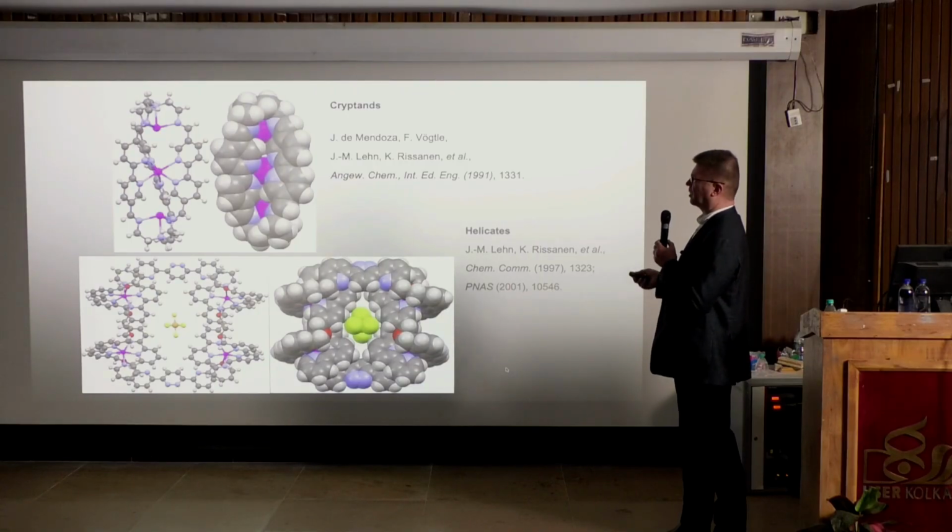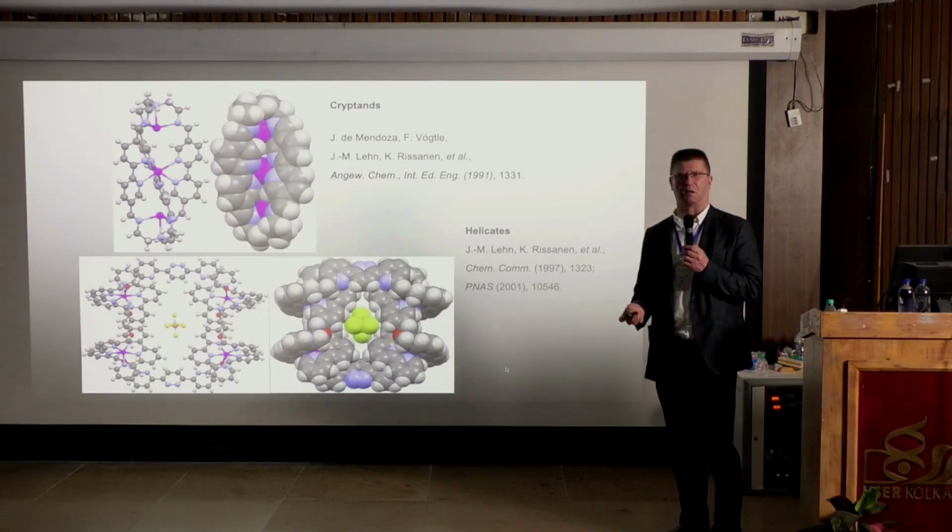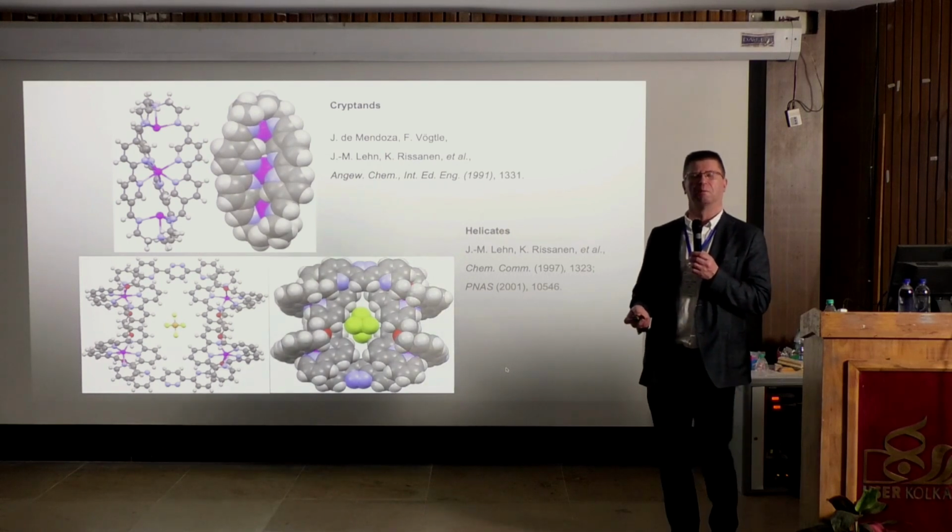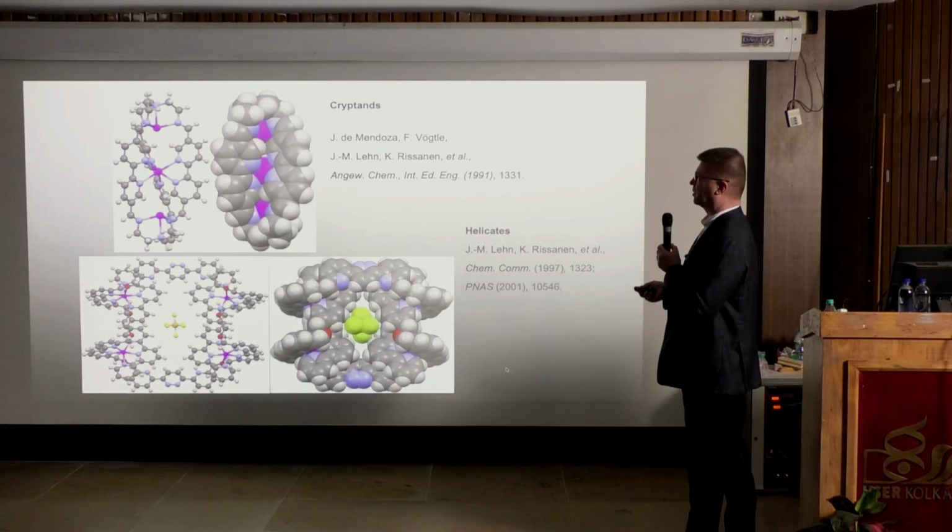So we were doing this kind of cryptand because he was at that time still working with the cryptands. And then you can see it's a closed bicyclic structure, and it contains, in this case, 3 silver atoms. And it's there.